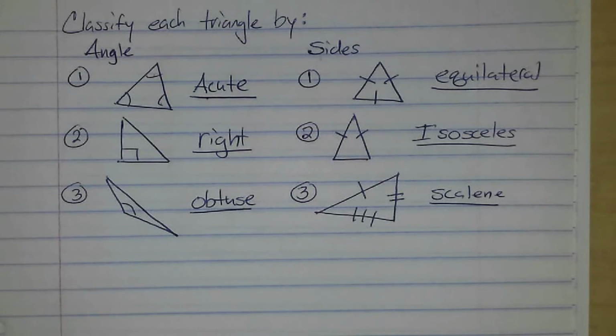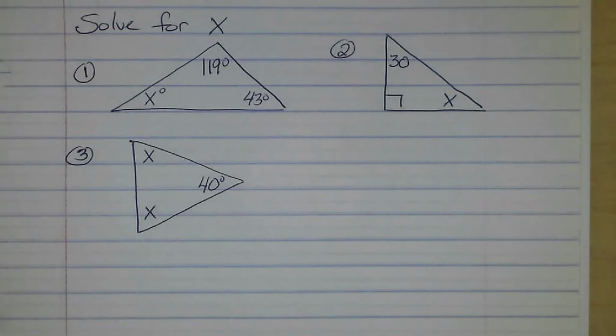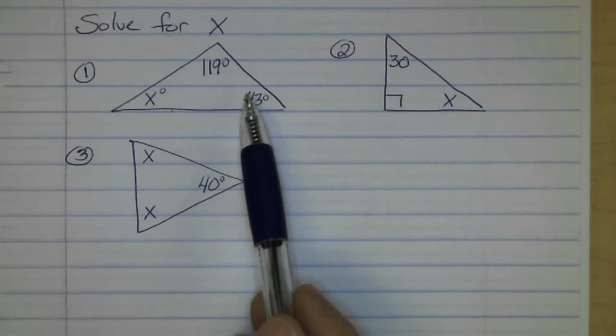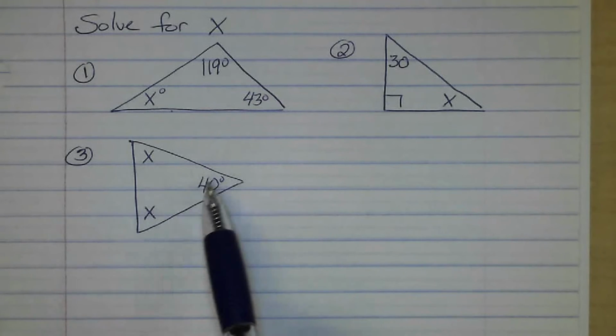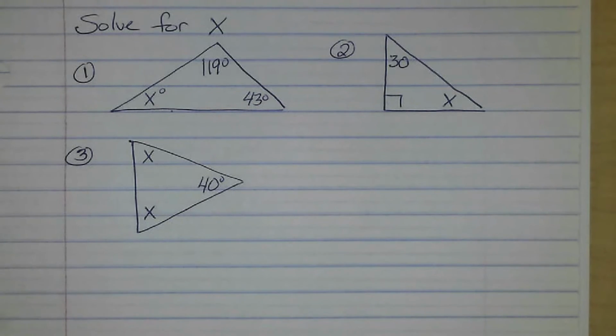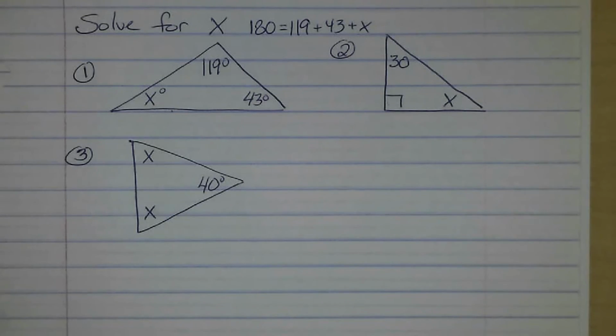If you have trouble with that one, check out my video on Chapter 7, Section 3. Next up, solve for x in each of these triangles. Okay, the key thing to remember for these is that in any triangle, the sum of the interior angles always adds up to 180 degrees. Let's use that to write some equations and solve for x.